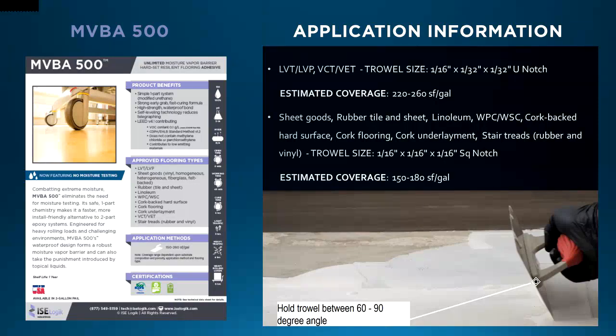And of course, with that larger size, we have a little bit less coverage, in the 150 to 180 square feet per gallon. The angle we should be holding the trowel at when we apply the adhesive for either trowel size is in the 60 to 90 degree range. So if you decrease below that 60 degrees, you can have less coverage of the adhesive. So when you're applying this, keep that between a 60 and 90 degree angle.